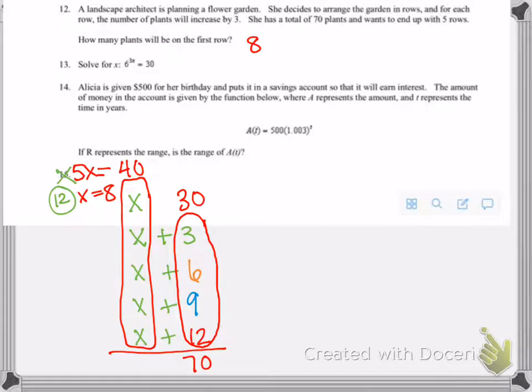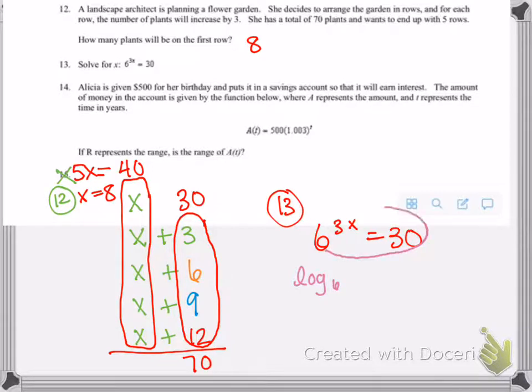Now in number 13, it says solve for x if you have an equation 6 raised to the 3x equals 30. If you have an x trapped in an exponent like we do here, in order to get it out, we have to do a log, because the opposite of an exponent is a log. So remember, the log has the same base as the exponent does. So we're going to have log base 6. Then we're going to go around, we get a 30 next, and finally we get a 3x. So log base 6 of 30 equals 3x.